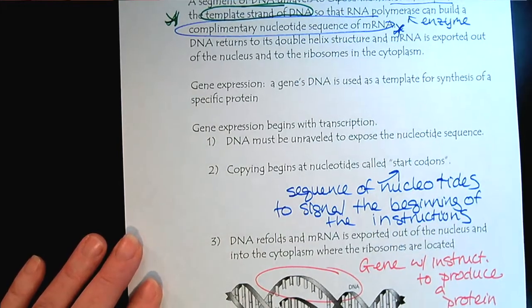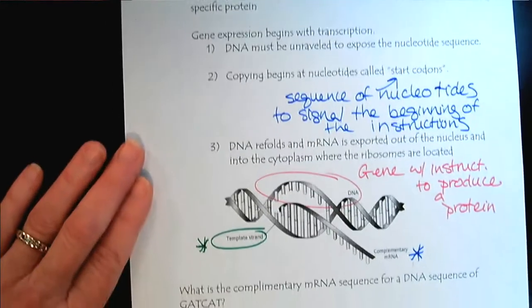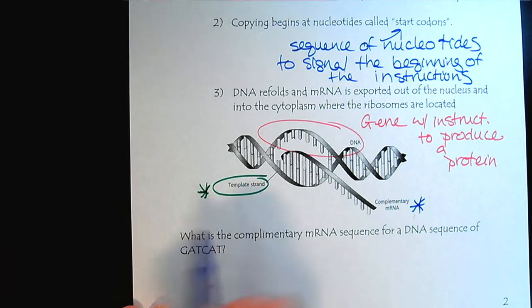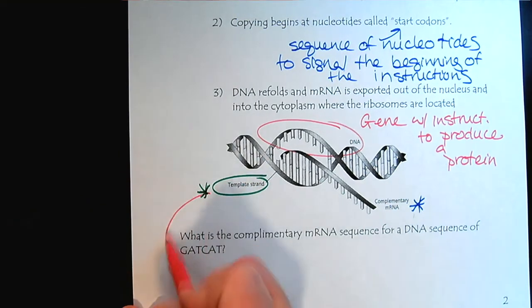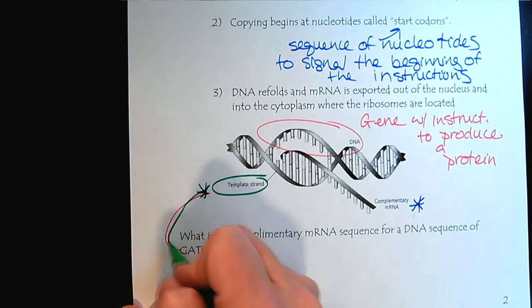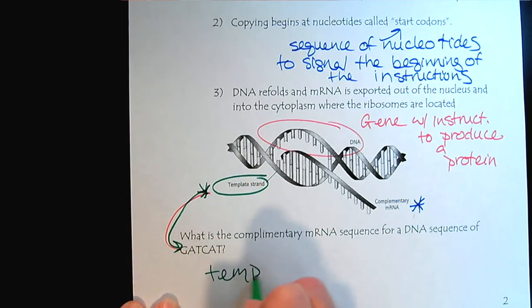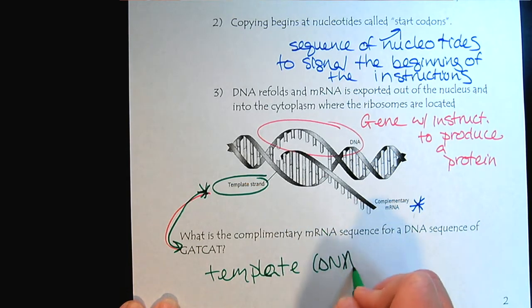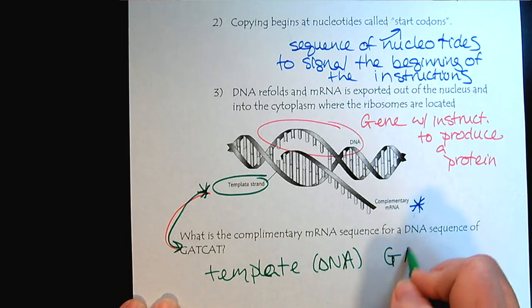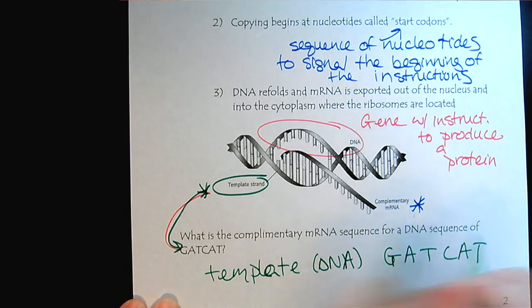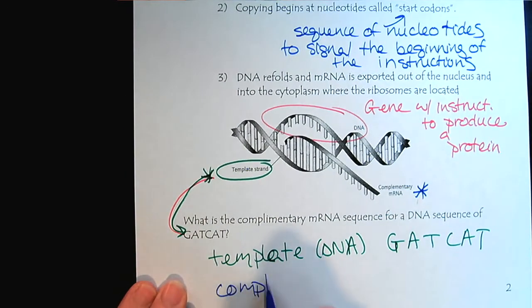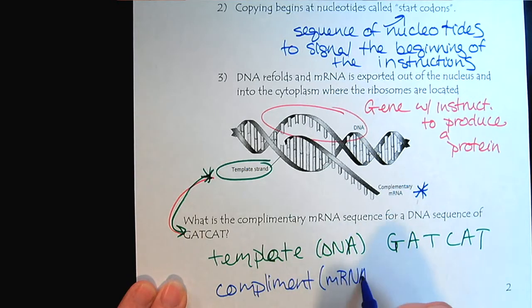Okay, so let's think about what we've learned so far about the nucleotides. On our template strand, the template from the DNA, if it has a sequence G, A, T, C, A, T, what would be the complement? The complement will be on the messenger RNA.